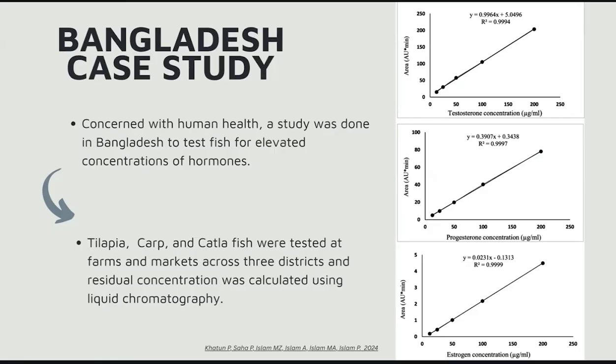But they were testing the residual concentration of hormones. And what this means is it is just the concentration of leftover steroids and hormones above the level that already exists in the fish. And this was calculated using that same liquid chromatography method. So if we look at the graph to the right, we can see that with an increase of area, larger area over the districts, we see a larger concentration of certain hormones like testosterone, progesterone, and estrogen.